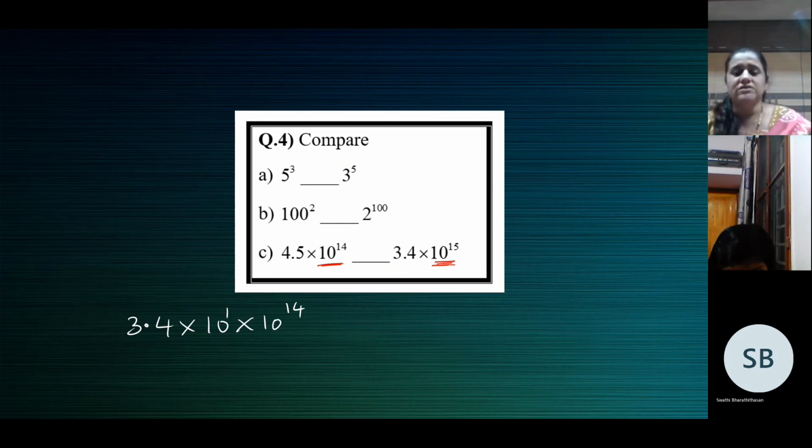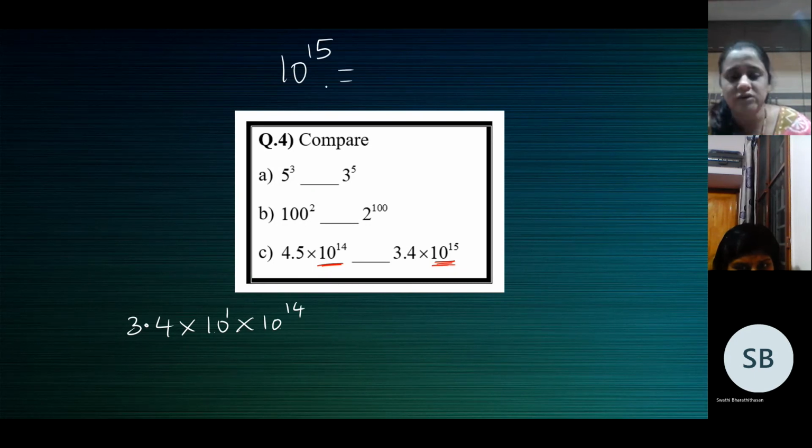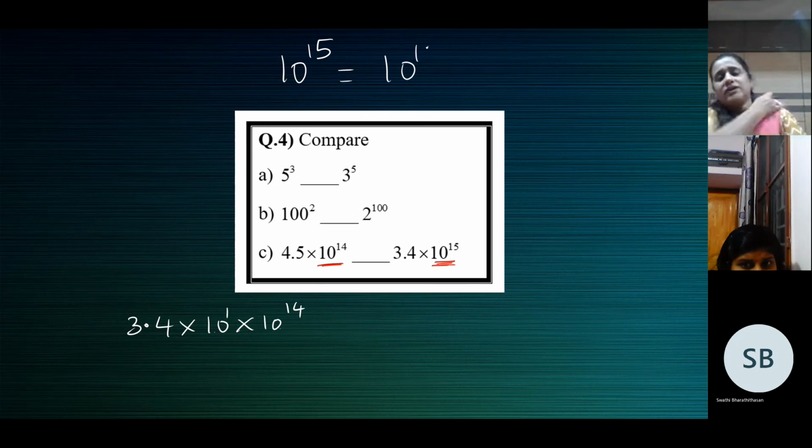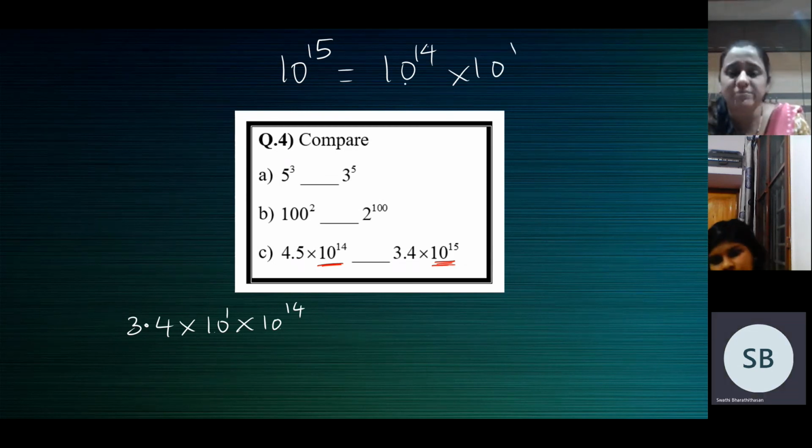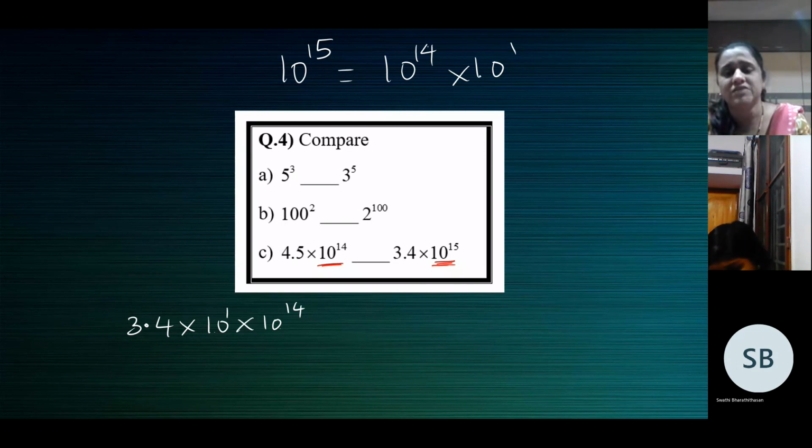I've just written, the reason is 15, I've written it as 1 plus 14. Again, bases are same, 10, 10. When you add the powers, you'll get 10 to the power 15, right? I'm writing it using 10 to the power 14. 10 to the power 15 can be written as 10 to the power 14 into 10 to the power 1. Yes or no? Yes, ma'am. Because when bases are same, and it's multiplication, we add the powers. When we add the powers, 14 plus 1, you get 15.